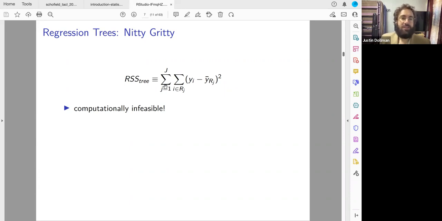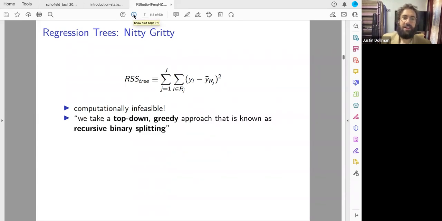Now, the tricky thing is finding all the possible regions is computationally infeasible. It's not possible. So what do we do instead? And this is again from the book. That's why there are quotation marks. So we take a top-down greedy approach that is known as recursive binary splitting. Now, there's a lot of vocabulary in that, so that's why it's in bold.